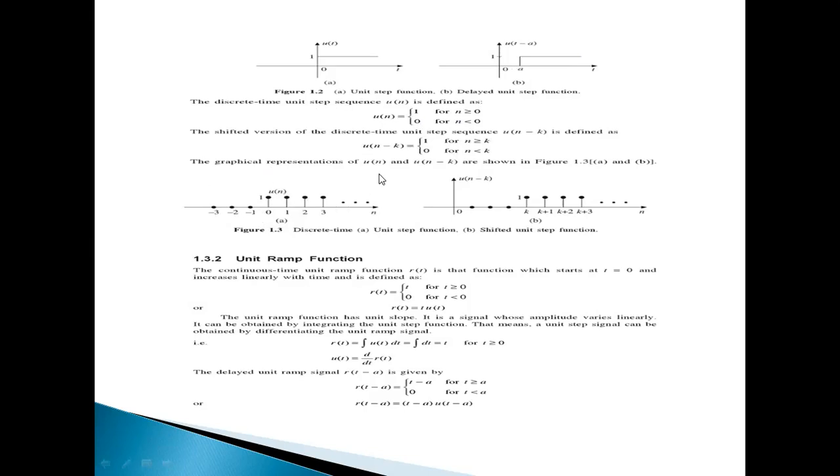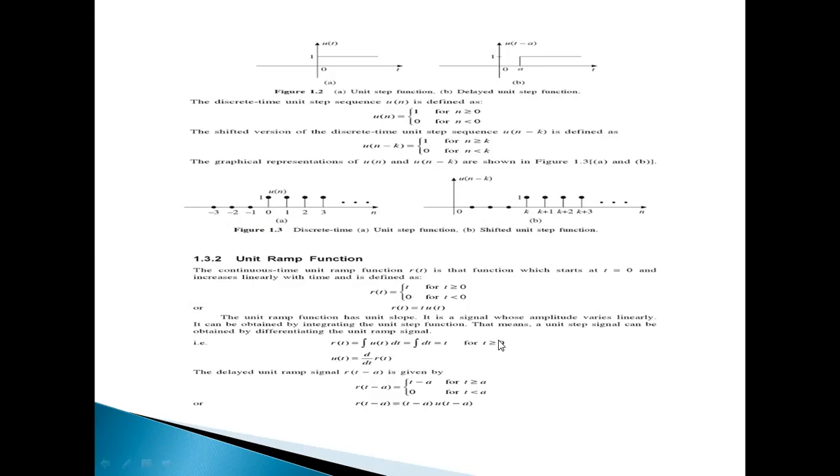And the graphical representation of the discrete time unit step sequence is like this. At n equal to 0, the value is 1, n equal to 1, the value is 1, n equal to 2, the value is 1, and 3 is also 1, and so on. And in the second figure B, the shifted unit step function, mu of n minus k, is shifted towards the right side by k samples.